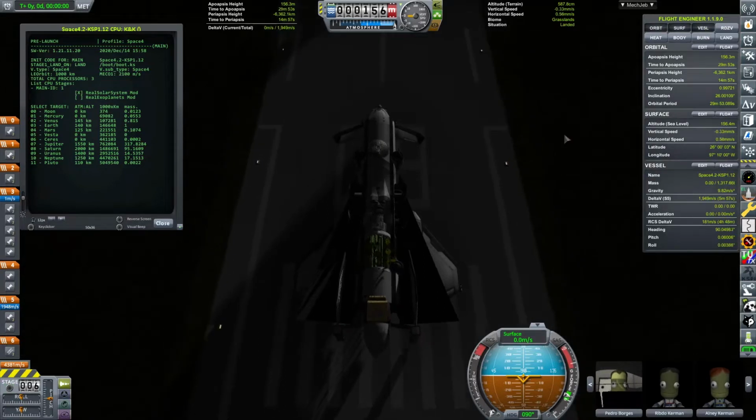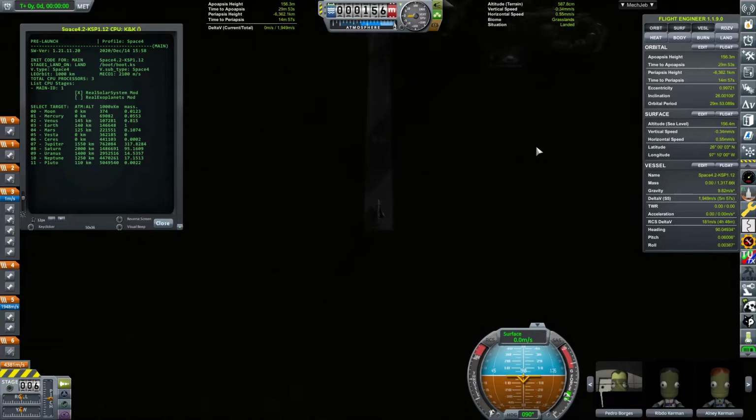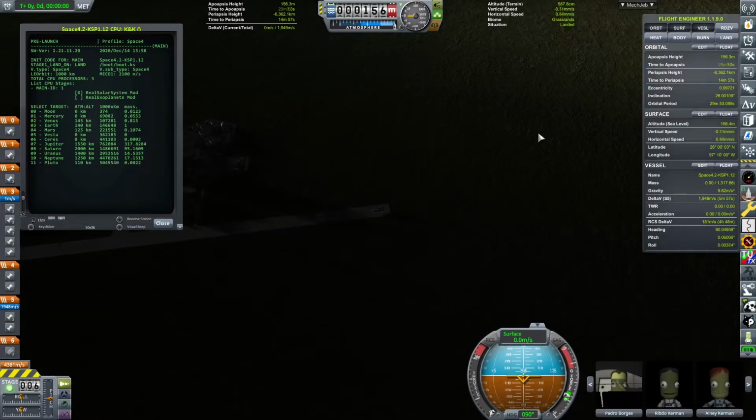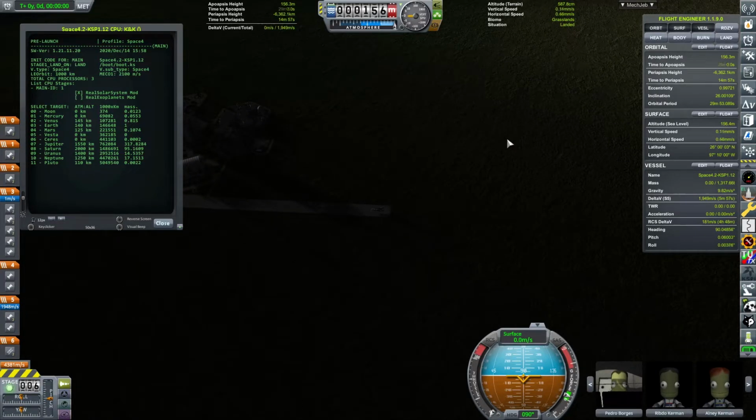So I'm preparing, let's say, the coding of Starship and Mars missions. But before actually doing that, I am coding here the missions with this vehicle, which is called SPACE4.